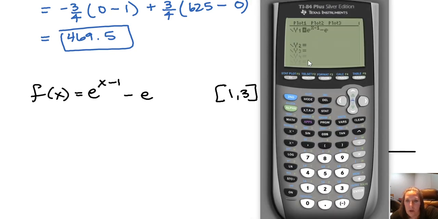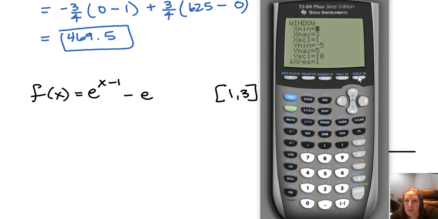All right, so if we go to our y equals, enter our function into our y equals. Here I have the window set on our interval from 1 to 3, and then our y min and y max. If you plug in 1 and you plug in 3 into our function, those y values are always between -5 and 5.